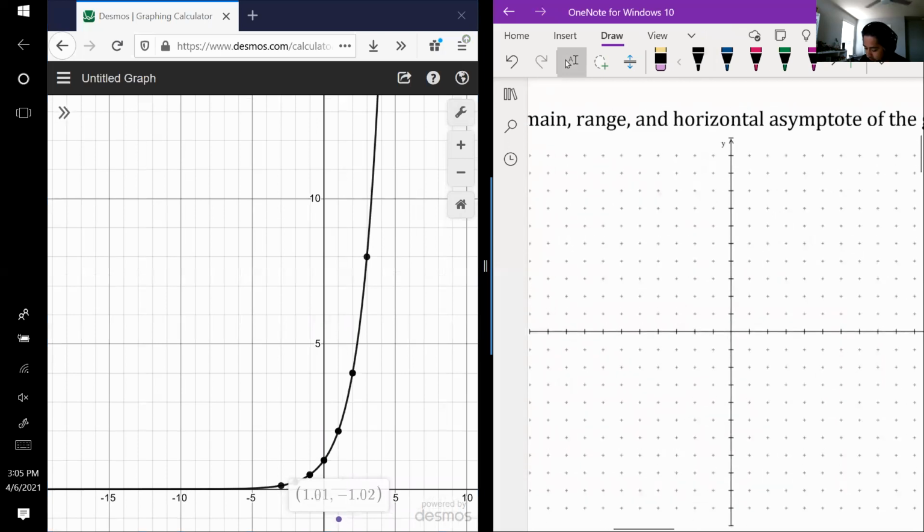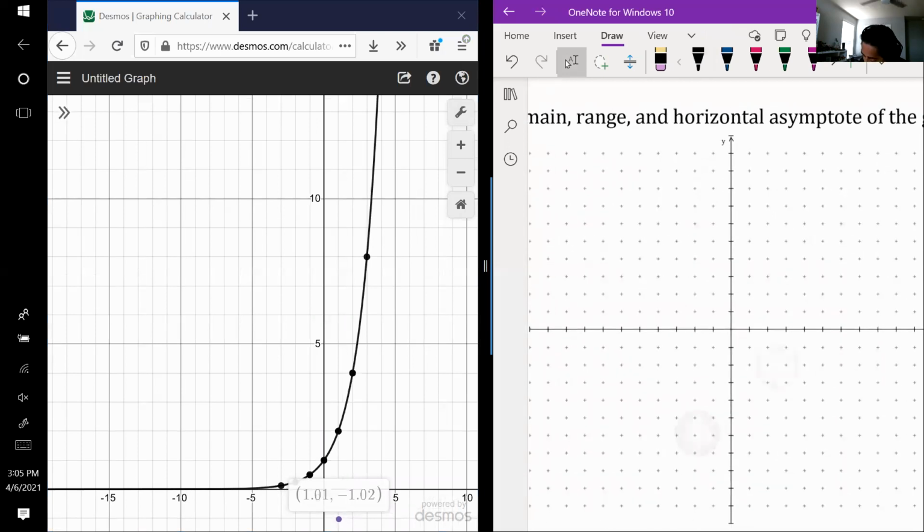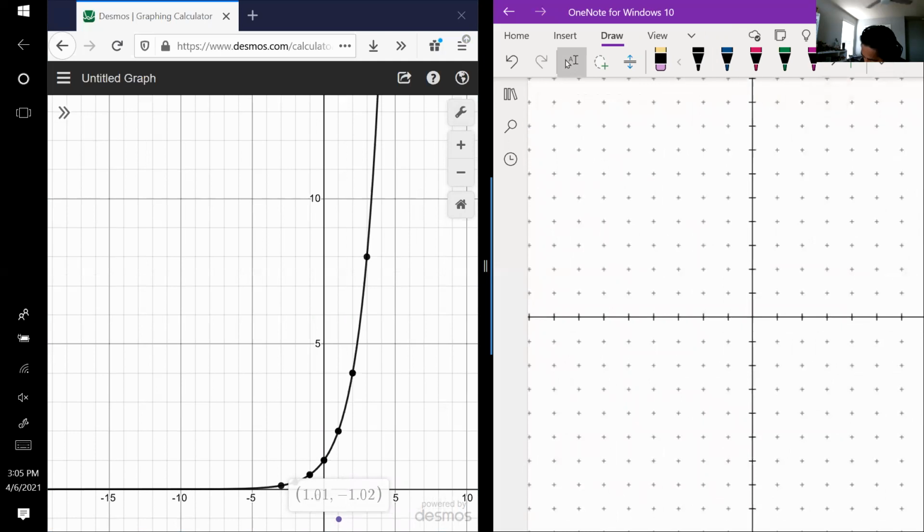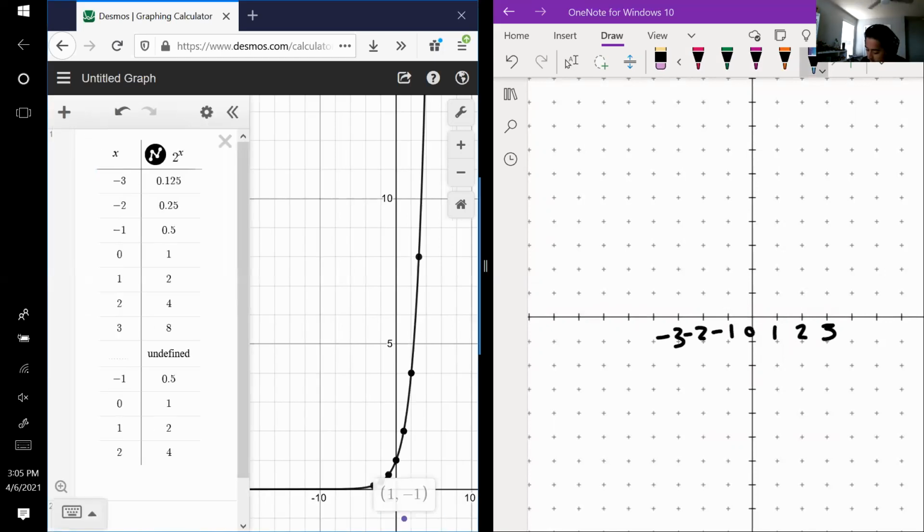So we're going to plot those values. That's 0, 1, 2, 3, -1, -2, -3. So we said at -3, we were at 0.125. Let me leave that one up. We were at 0.125. So that's going to be barely above the x-axis. We'll say right there.